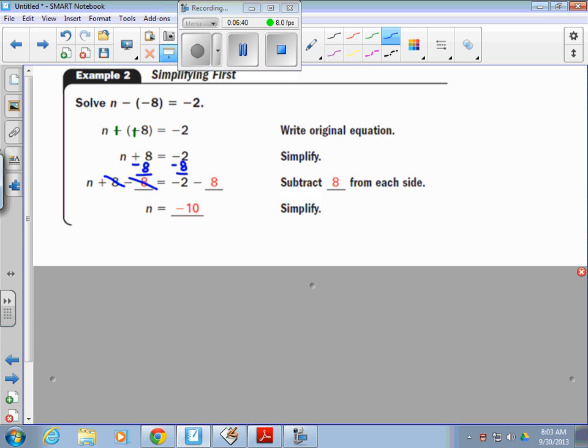Equals negative 2 minus 8. Same signs, both of them negative. Add them up. 2 plus 8, you get 10. Keep that common sign negative to leave you with negative 10. n is equal to negative 10.